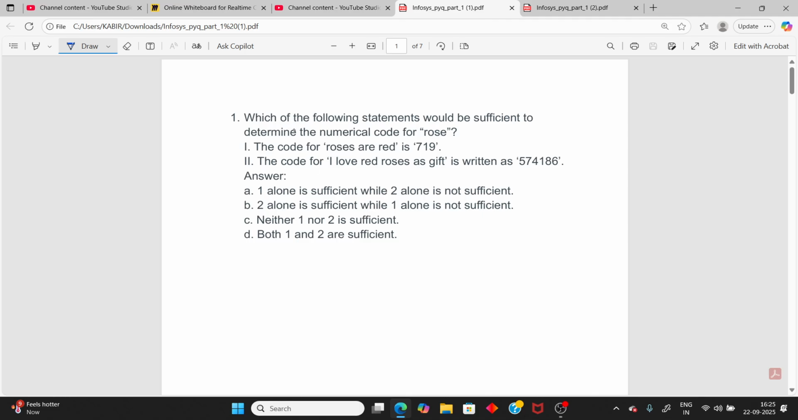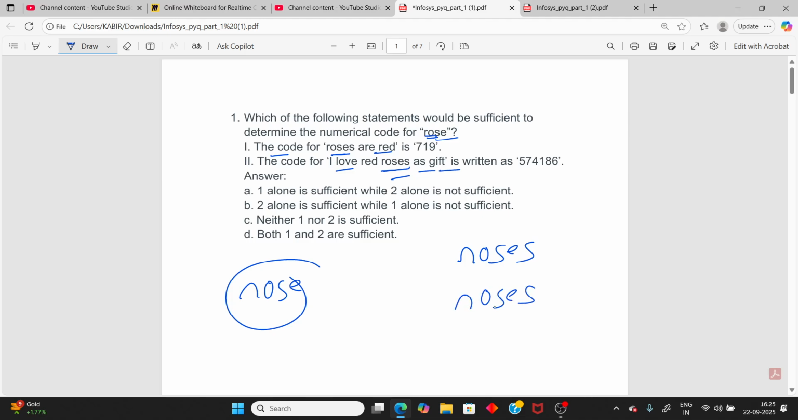First read the question. Which of the following statements would be sufficient to determine the numerical code of roses? So I need to find the code value for roses. The code for roses is given here, actually "peasant roses," not "peasant." Here actually "roses," not "the rose." "I love red roses as gift." "Rose peasant," not "peasant." Here actually "roses." So you can't predict. Both statements are not sufficient alone. Neither one nor two is sufficient.